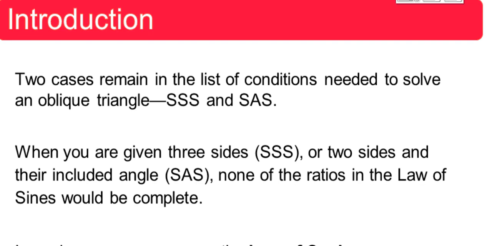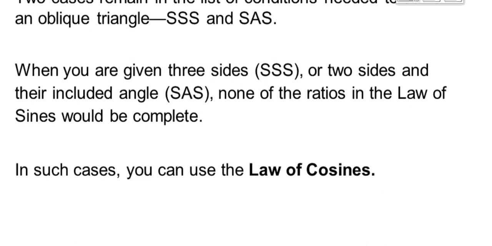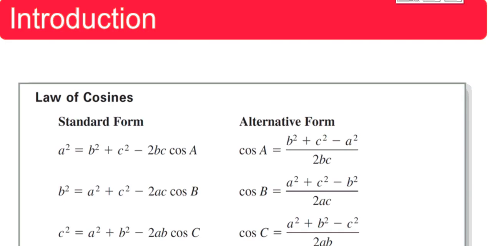And so here's the introduction. These two cases for oblique triangles, when you're given three sides or two sides and the included angle, the ratios of the law of sines can't be used, so we use the law of cosines.